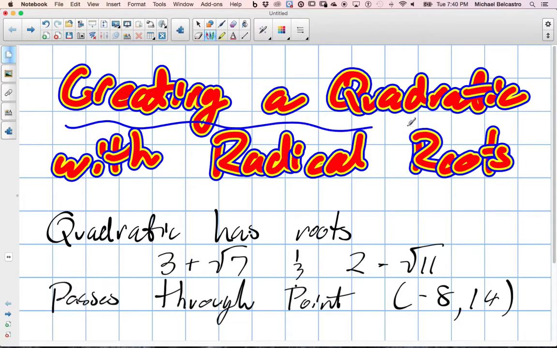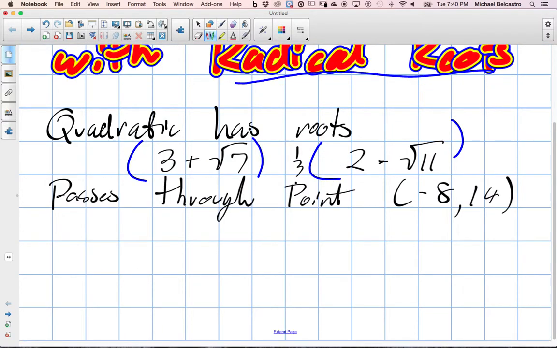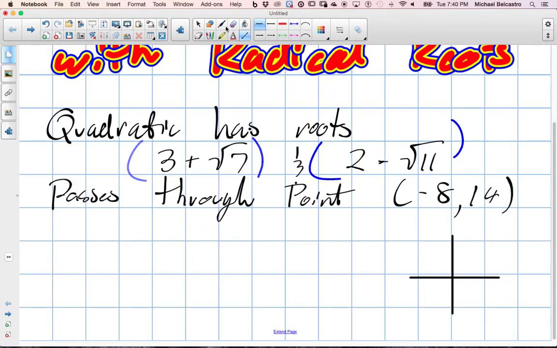We're looking at creating a quadratic with radical roots. So we have our quadratic, and these are the two roots. The roots of a quadratic are talking about x-intercepts. That's what they call roots of any quadratic. Okay, so let's say we're on our plane here.